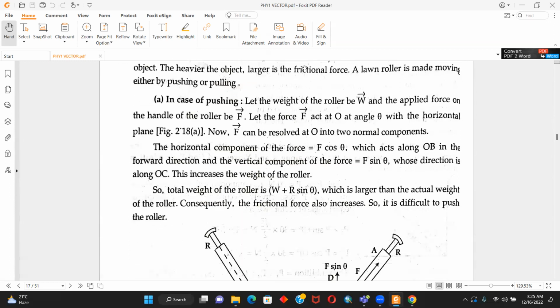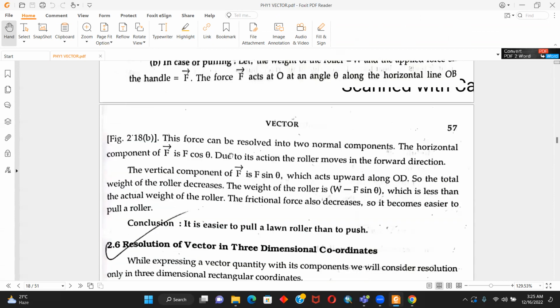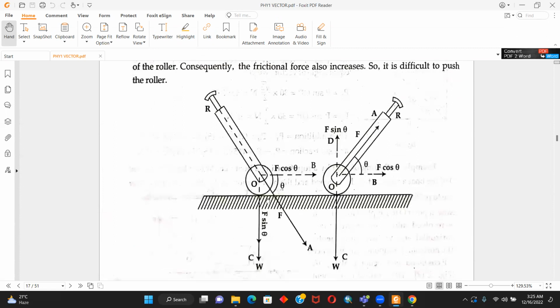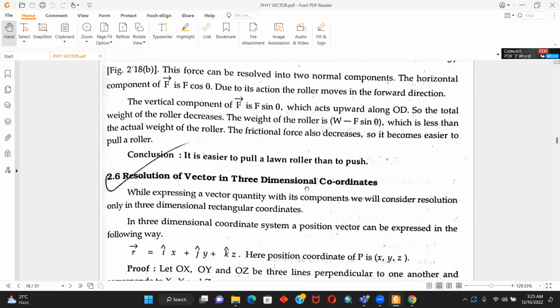Anyway, I hope you understand these. And see, total weight of the roller is W plus F sin theta in case of pushing. And in case of pulling, it is W minus F sin theta. So this is how you could explain it, and you will obviously get questions from there as well.